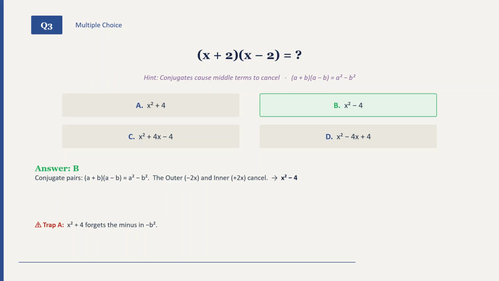This is the difference of squares pattern. The quantity a plus b times a minus b equals a squared minus b squared. The cross terms, plus 2x and minus 2x, cancel perfectly. The trap is adding a phantom middle term, writing x squared minus 2x minus 4 instead of the clean result.